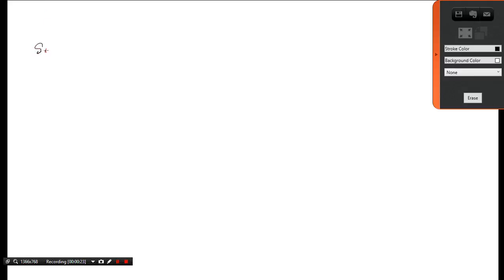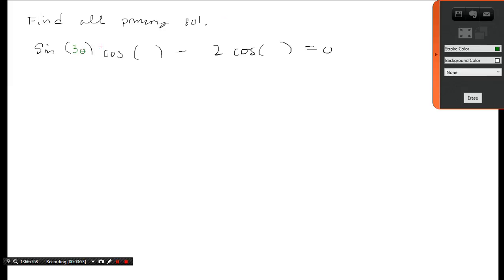It said sine of an angle, cosine of an angle, minus 2 cosine of that angle equals 0. I put a little parentheses here for the angle. But the angle there before was just a regular angle, and our job is to find all primary solutions of this equation. Now notice I didn't write the angle in, because before the angle was just a regular theta. Alright? This time it's not a regular theta, it's a 3 theta.